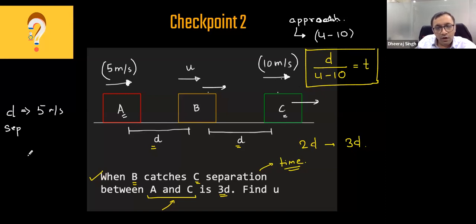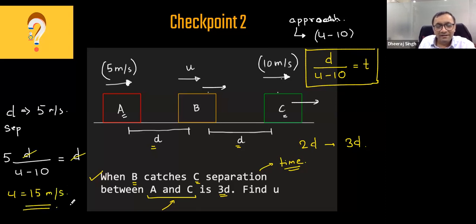So 5 into time taken, D divided by u minus 10, should be equal to D itself. Okay. So from here, you will get u as 15. Clear? Go through it for 10 seconds. Let me know if you have any doubts. There is no acceleration here, right? Even then a tricky question like this can be made.